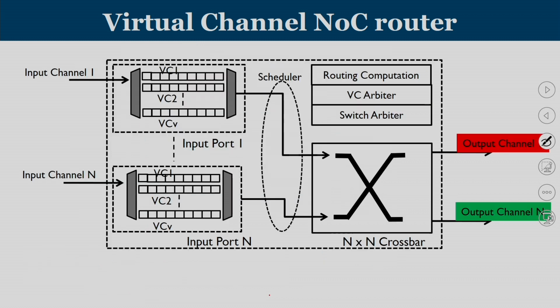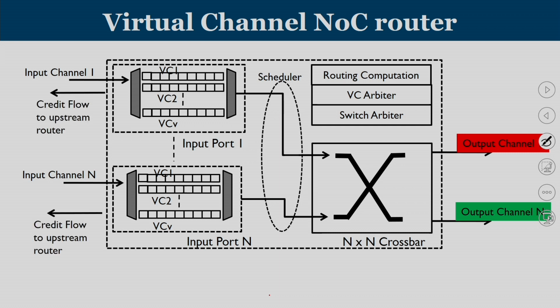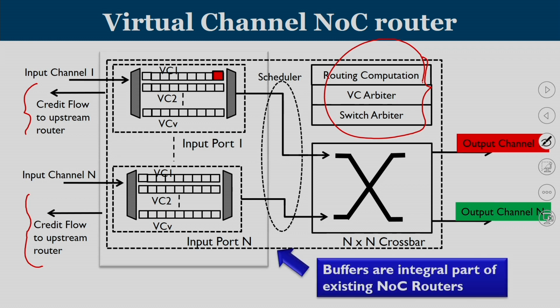If you look at it from a different perspective, from the buffers the credit flows to the upstream. Credit basically means the number of free buffers inside your virtual channels, and once you pass the credit to upstream, your packets are going to come and reside inside the buffers, and then these packets will move to the corresponding output channel based upon the control logic that is implemented in the router. So, buffers are an integral part of existing NoC routers because buffers are going to hold your packets.